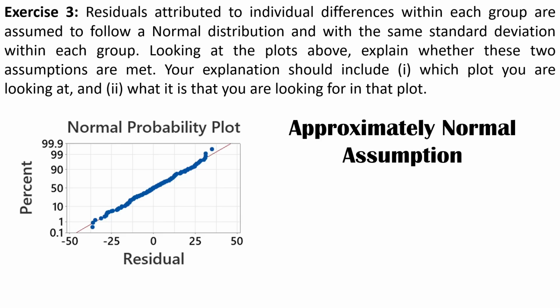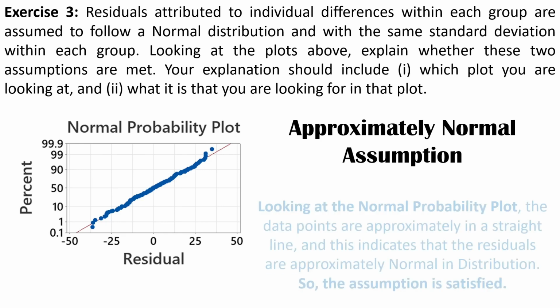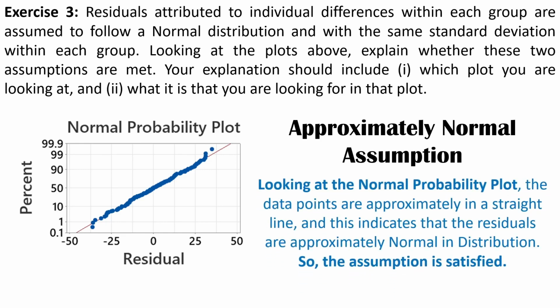So in some cases you might be given 2 or even 4 different plots. And you're asked, is the normality assumption satisfied? You need to first say which plot you're looking at, because if there's 4 plots, I'm not going to know. So you have to tell me. So the first part is, as I'm demonstrating here, looking at the normal probability plot. Right, so I'm indicating which plot I'm looking at. Looking at the normal probability plot, the data points are approximately in a straight line, and this indicates that the residuals are approximately normal in distribution, so the assumption is satisfied.